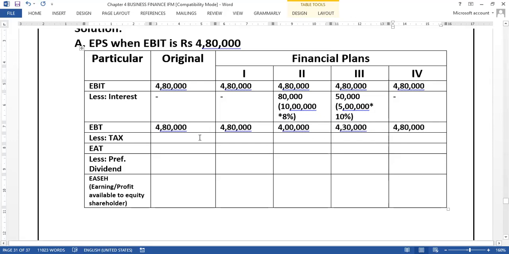Now they clearly mentioned tax at 50%. Whatever we get on EBT, based on that we are putting 50%. Suppose you put 4 lakh 80, just hold on.